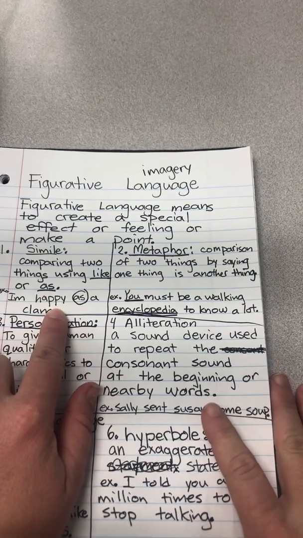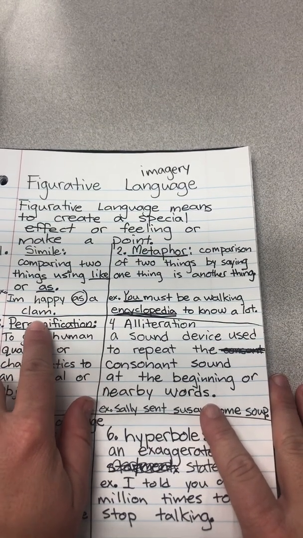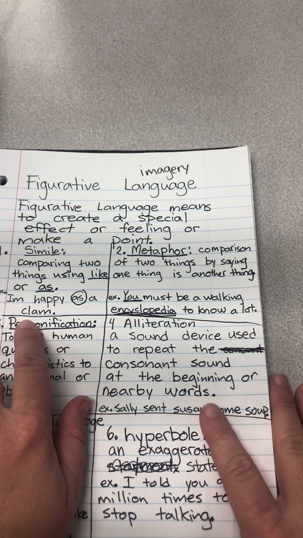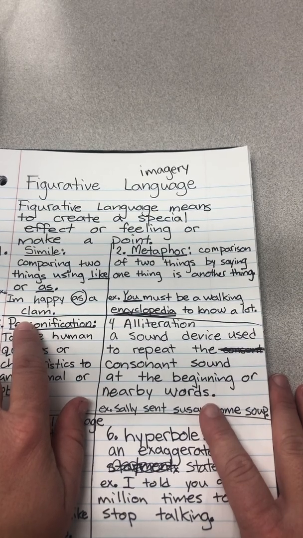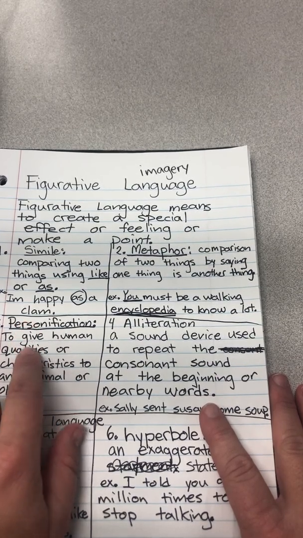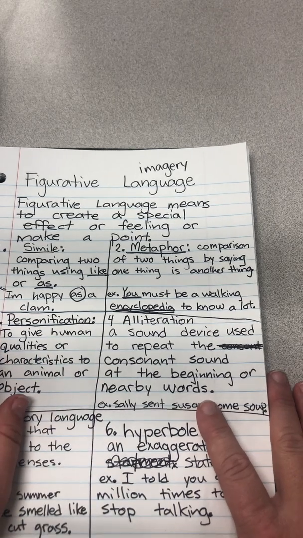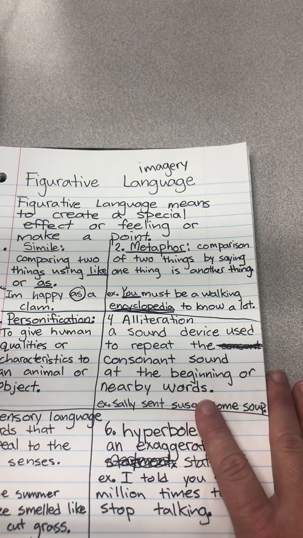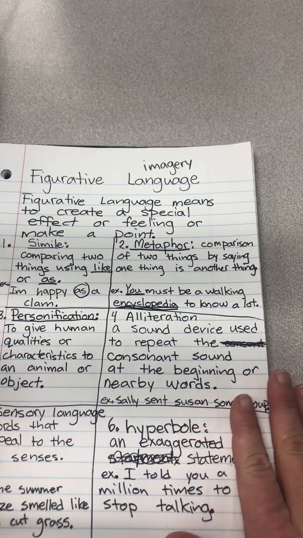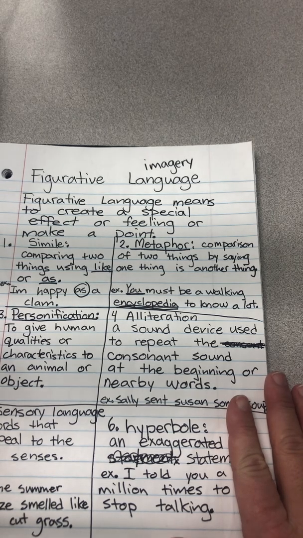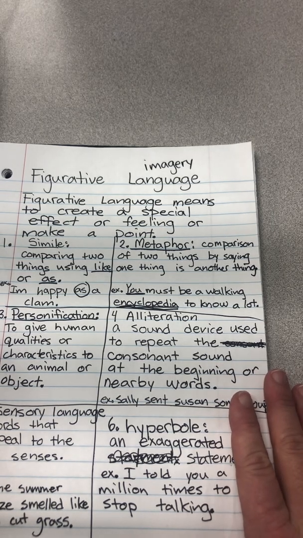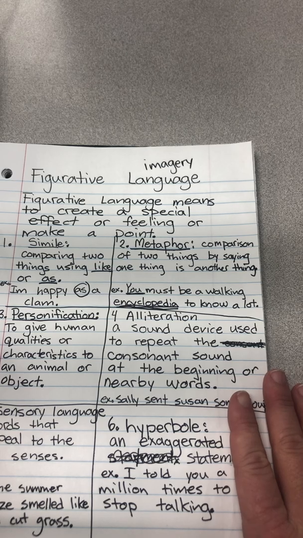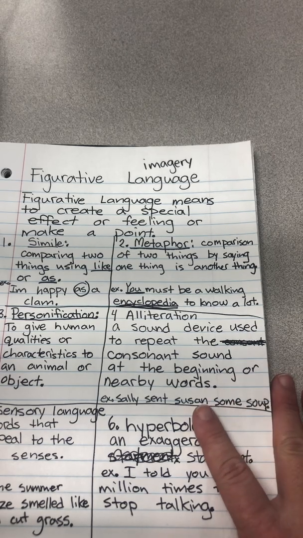We have the metaphors, which are comparing two things by saying one is another thing. Then we have our personification, giving human qualities or characteristics to an animal or object. Alliteration is a sound device used to repeat the consonant sound at the beginning of nearby words. Sally sent Susan some soup.